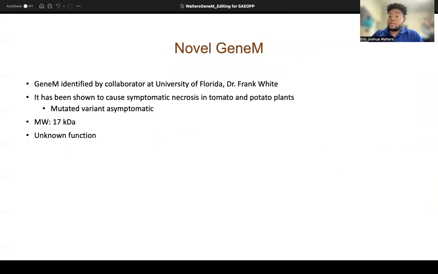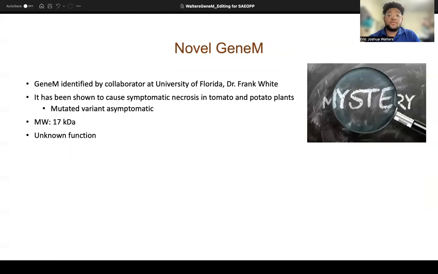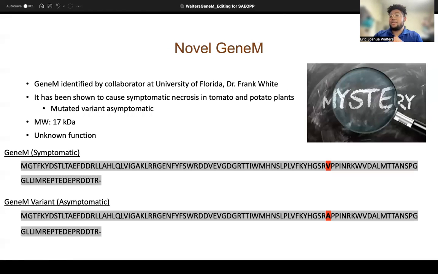So gene M, or the mystery gene, was identified by our collaborator at the University of Florida, Dr. Frank White. It has been shown to cause symptomatic necrosis in both tomato and potato plants. Now, the interesting thing to look at if we're examining the amino acid sequence is that if we mutate this valine to an alanine, gene M is no longer symptomatic for necrosis. And it's important to note that this is a symptom of the function, not the function itself, because the function is unknown. And this protein is right around 17 kilodaltons. And so our job is going to be to identify the structure and function of the expressed protein.